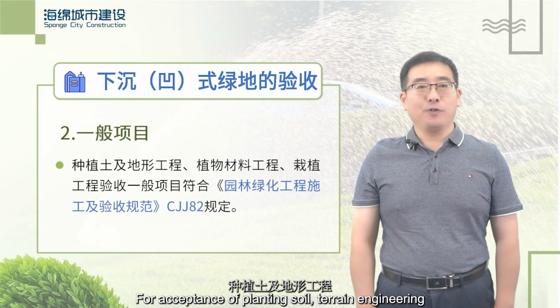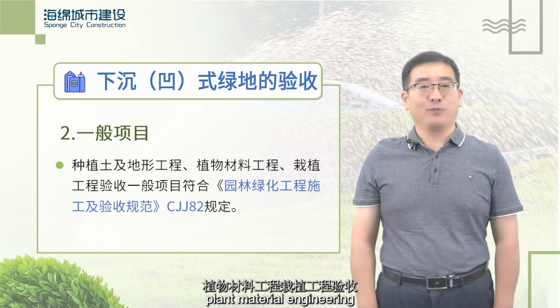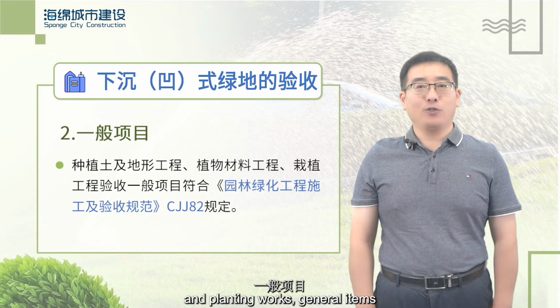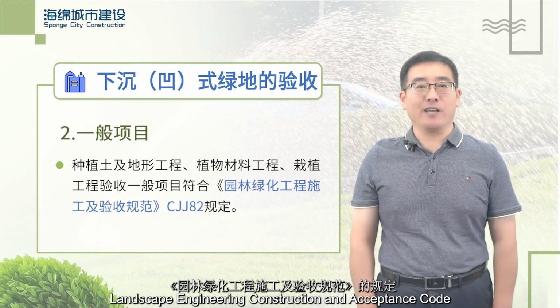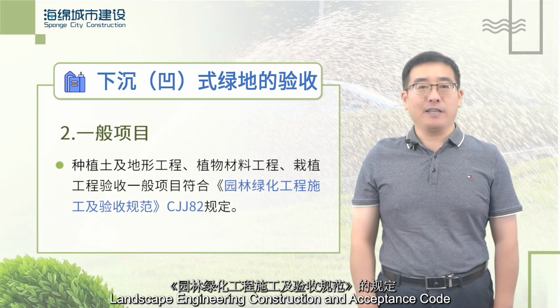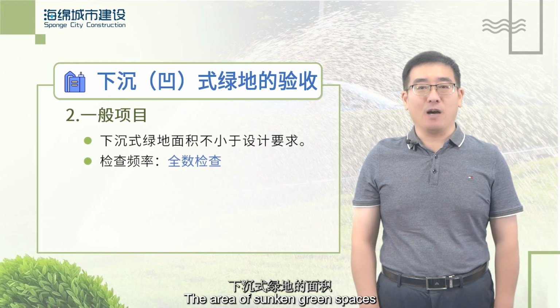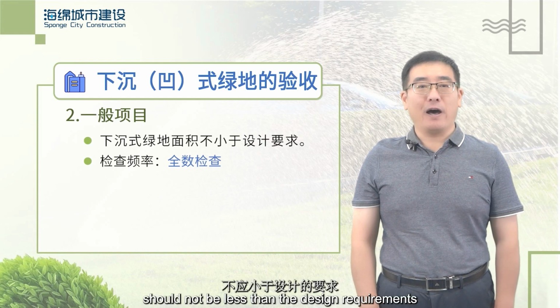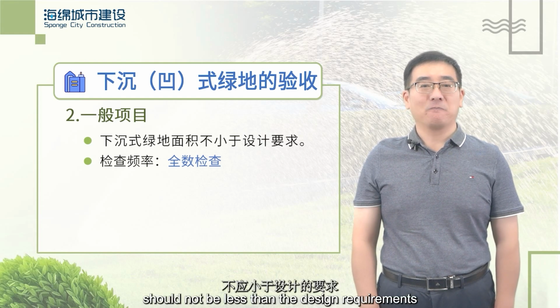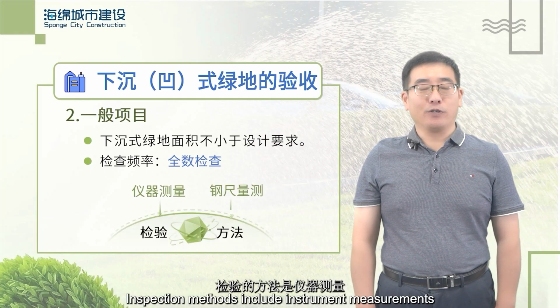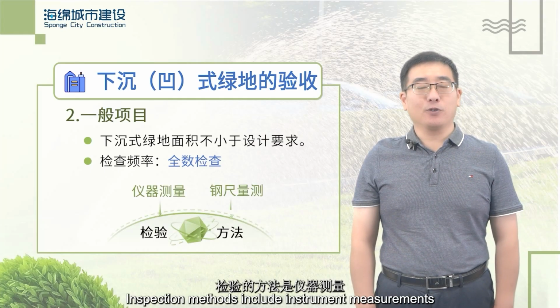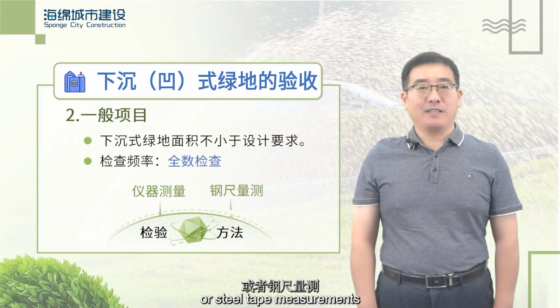For acceptance of planting soil, terrain engineering, plant material engineering, and planting works, general items should comply with the landscape engineering construction and acceptance code. The area of sunken green spaces should not be less than the design requirements. The inspection frequency should be a full count. Inspection methods include instrument measurements or steel tape measurements.